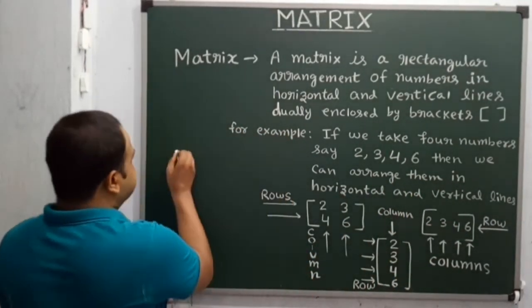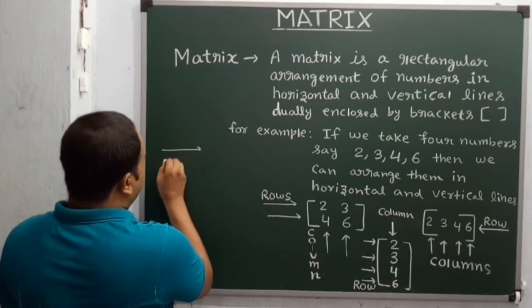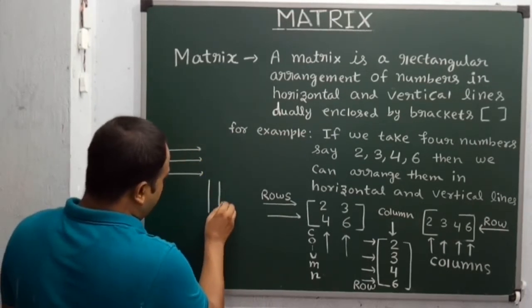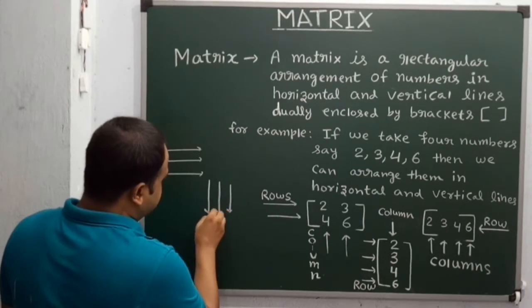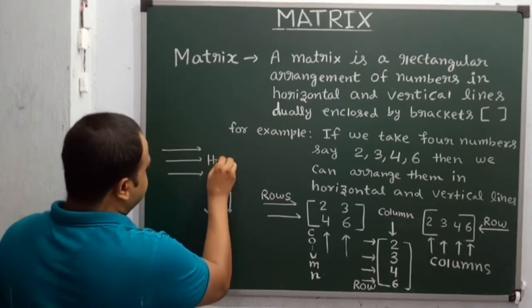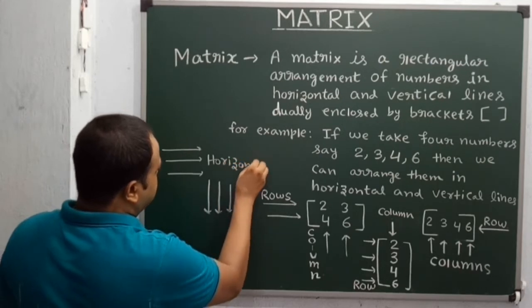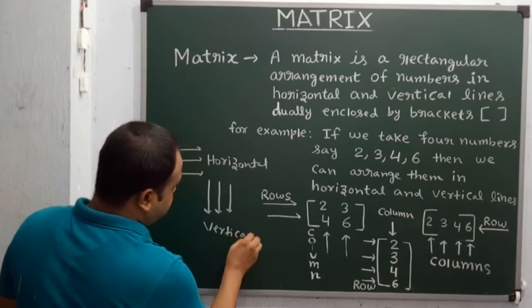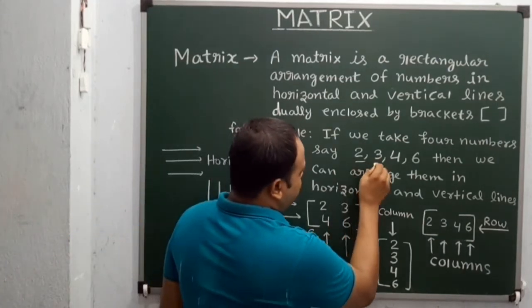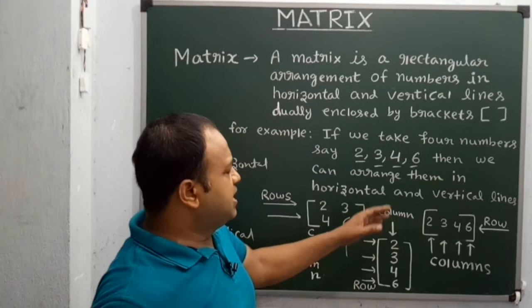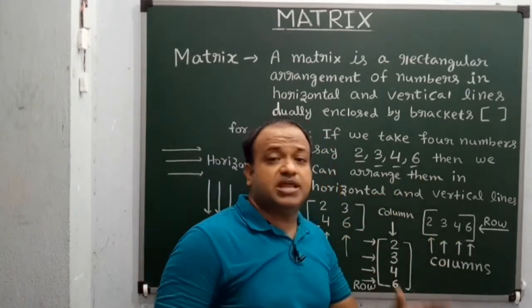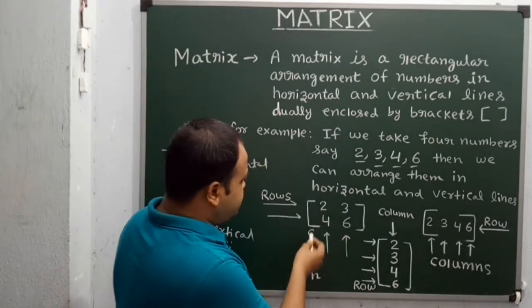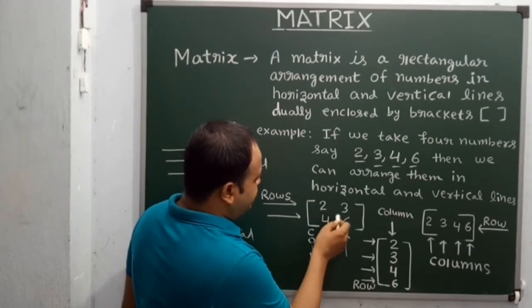Now what are horizontal lines? This type of lines are horizontal lines and this type of lines are called vertical lines. So these are horizontal and these are vertical. Now there are four numbers 2, 3, 4 and 6 and we have to arrange them in horizontal and vertical lines. How can we arrange? See here, I can write it 2, 3, 4, 6.